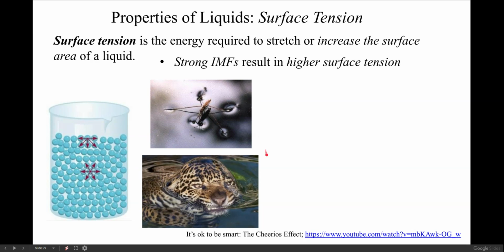Here is an image of a big cat coming up out of the water, and you see this bubble effect going on. It hasn't broken the surface tension yet.